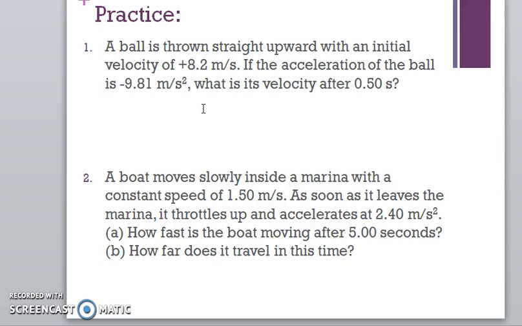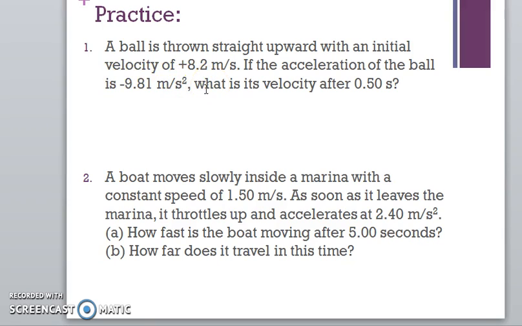Now, if you notice, there are positives and negatives in this problem. We like to view the upward direction in physics as positive and the downward direction as negative. So if you're throwing the ball up, that's why it has an initial velocity of plus 8.2 meters per second, and gravity is pulling on the ball in the downward direction, which is where the negative 9.81 meters per second squared comes from.